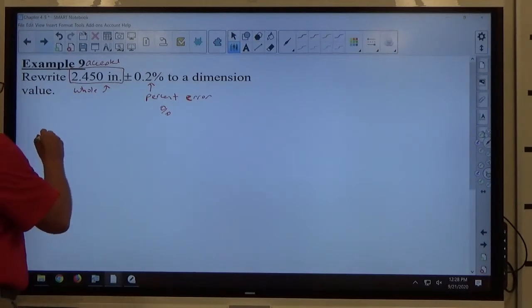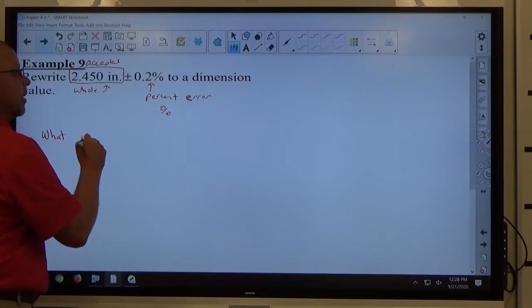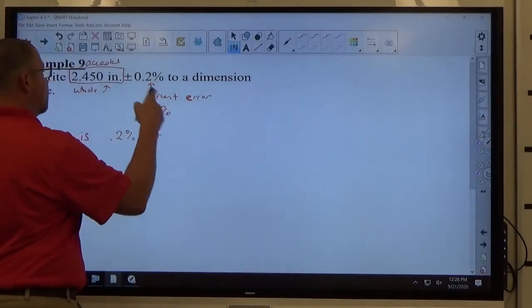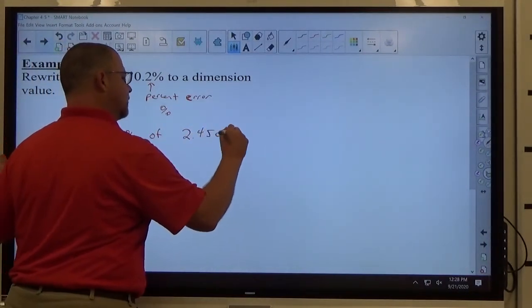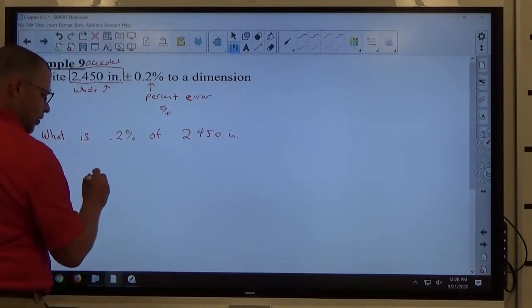So what part is, if you will, what is 0.2% of the accepted measurement of 2.450 inches? So we're looking to find out how much we're allowed to be off by in our measurement with the 0.2% error. So I've got my percent proportion created.